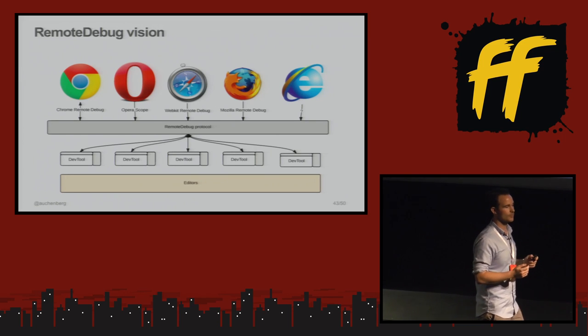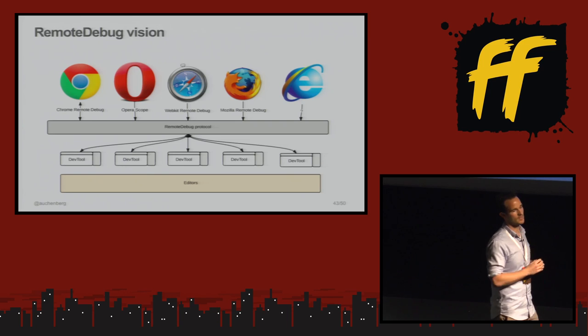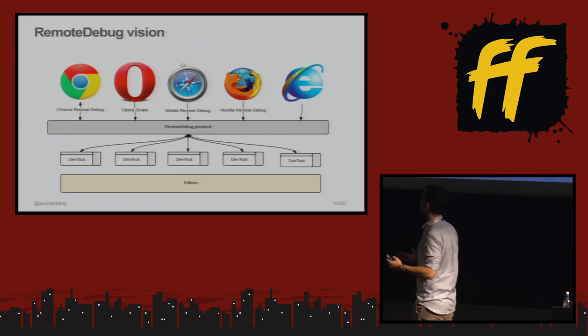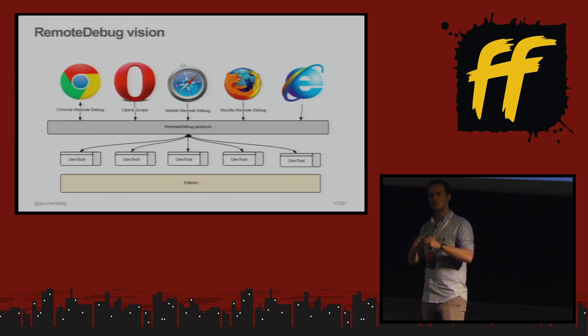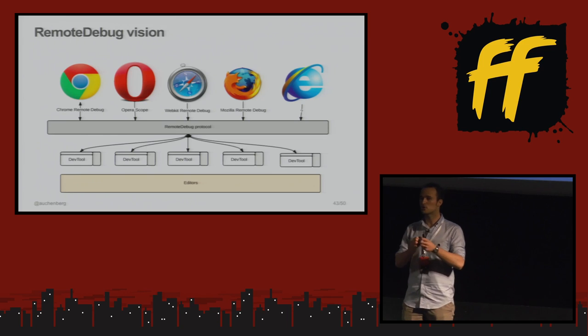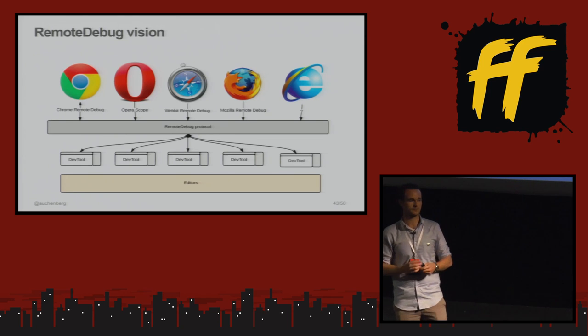So the proposal is that we introduce a layer in between the browsers that is now remote debug. Our browsers are going to have a common interface, and our dev tools and other tools like editors can talk over this API and protocol and talk to the different runtimes.